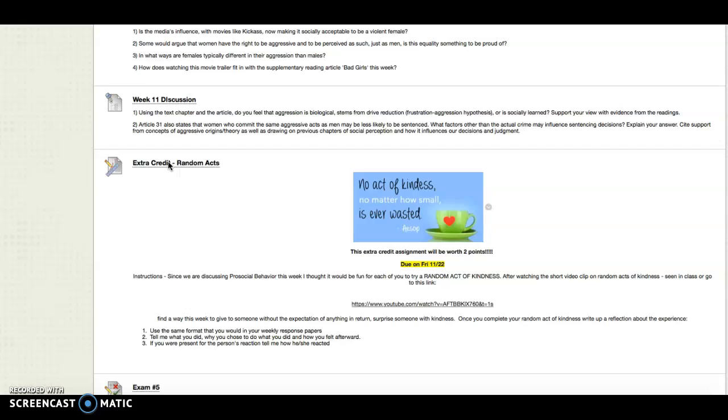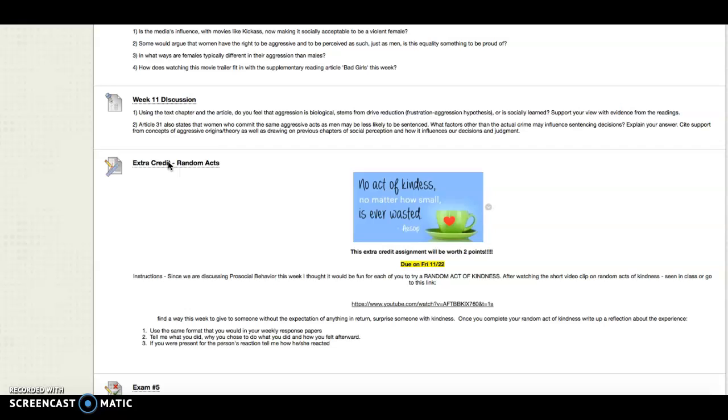Part 2 of the discussion is more going off of the article. The article states that women who commit the same aggressive acts as men may be less likely to be sentenced for them. So you want to unpack that a little bit. What factors, other than the actual crime, might influence sentencing decisions on the part of the judge or the jury? Why would women receive differential sentencing than men for the same sorts of aggressive acts? What could be playing a role there?